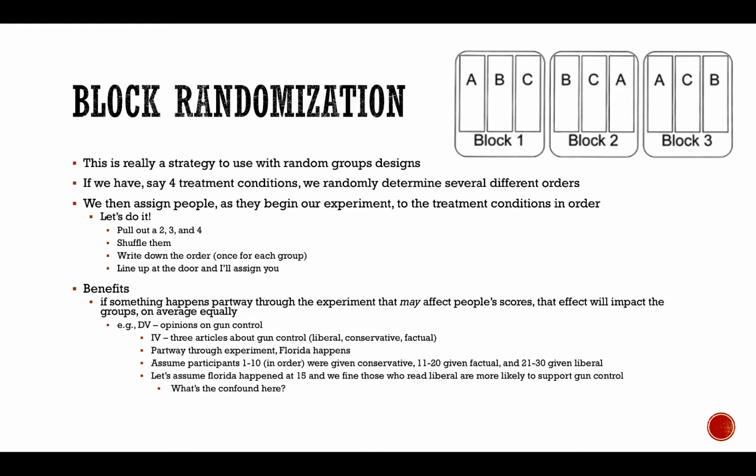And let's assume that, in order, participants 1 through 10, as they came into the experiment, were given the conservative article, 11 through 20 were given the factual statement, and 21 through 30 were given the liberal article. Let's assume that Pittsburgh happened at time 15, and we find that those who read the liberal article are more likely to support gun control. Well, what confound do we have here? The problem is that what happened outside of the lab, this mass shooting, may have influenced people's opinions, not necessarily the article itself. You guys are familiar with the term: it's history as a threat to internal validity. Something happens outside the lab, and in that situation, the best way to control for that is through block randomization.